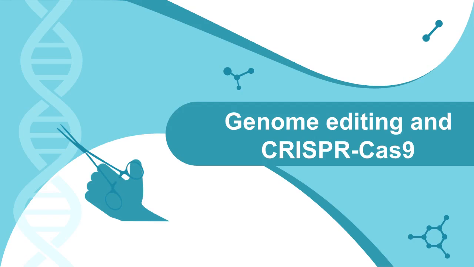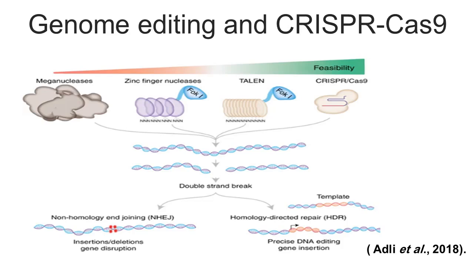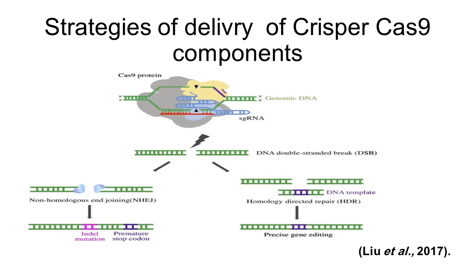Genome editing and CRISPR-Cas9. First, they invented meganucleases, then zinc finger nucleases, followed by TALEN, which stands for transcription activator-like effector nucleases. Then our topic today, CRISPR-Cas9.